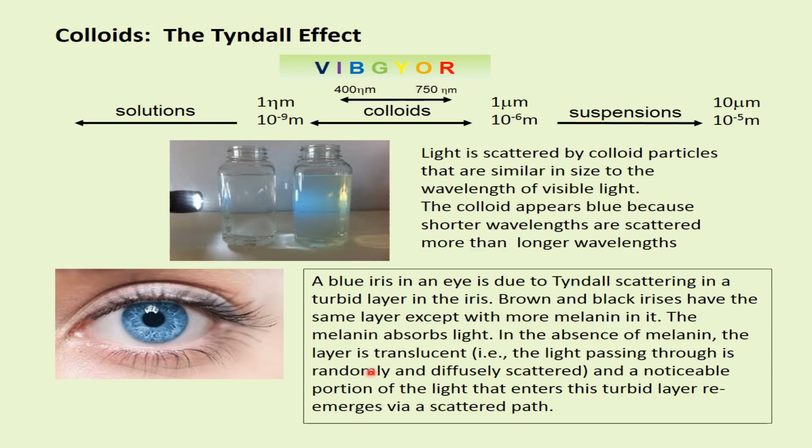Light passing through is randomly and diffusely scattered, and a noticeable portion of the light that enters the turbid layer re-emerges via a scattered path. And again, notice it's the shorter wavelengths, the violet, indigo, and blue, that are scattered by the turbidity in the iris layer, whereas the longer wavelengths, yellow, orange, and red, would pass right through.